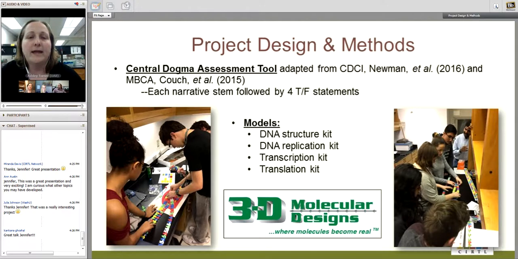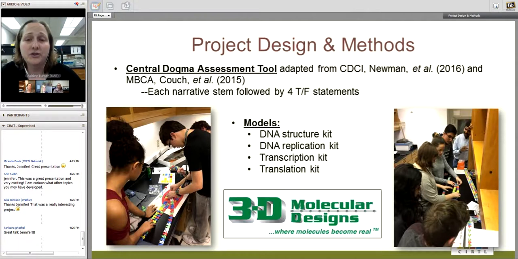This assessment tool had a narrative stem, followed by 4 true-false statements. There were 4 sections. Students looked at DNA structure, DNA replication, transcription, and translation. All 4 of these kits are available through 3D Molecular Designs. It's a company focused on making biology more accessible and easier to grasp, because we all talk about what's inside of a cell, but for a person having a hard time figuring that out, this is a model you can wrap your hands and your mind around. So, next slide.